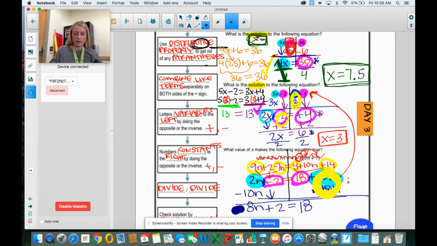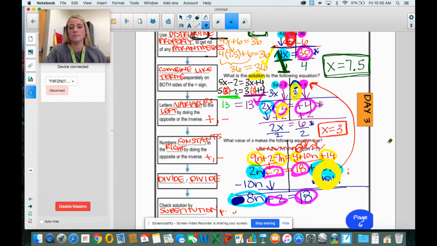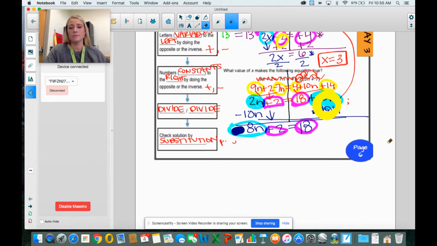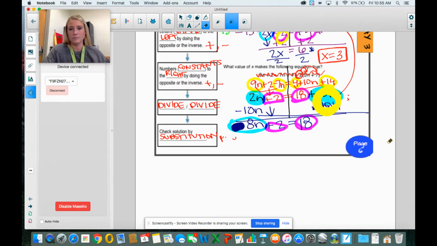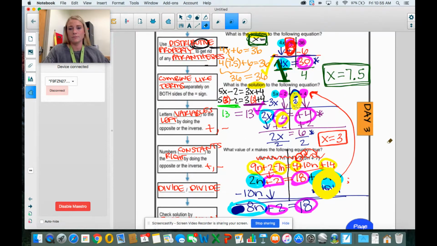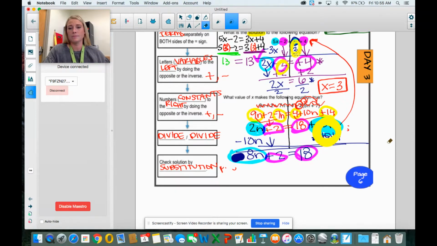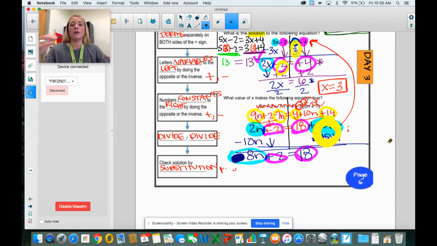I can go back and highlight. So I went letters to the left. Now I'm going to do numbers to the right. So right now, I would ignore everything above that blue line, because I don't need it anymore. Each step is getting simpler and simpler and simpler. So we went letters to the left. Now we're going to go numbers to the right.